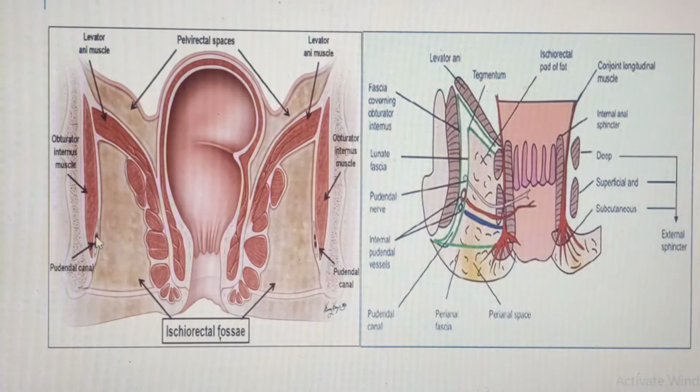Okay, this canal over here is known as the pudendal canal, of course, because it's going to bear some important structures. I'll talk about those structures.